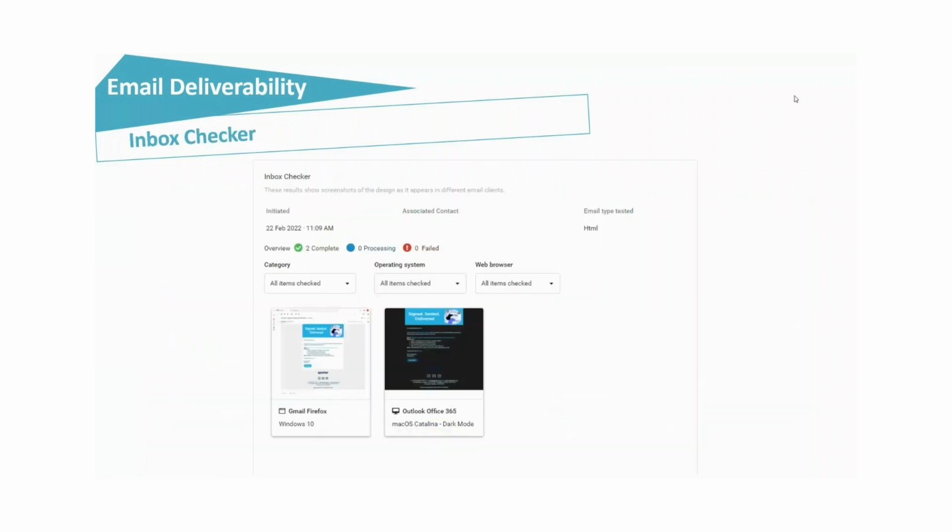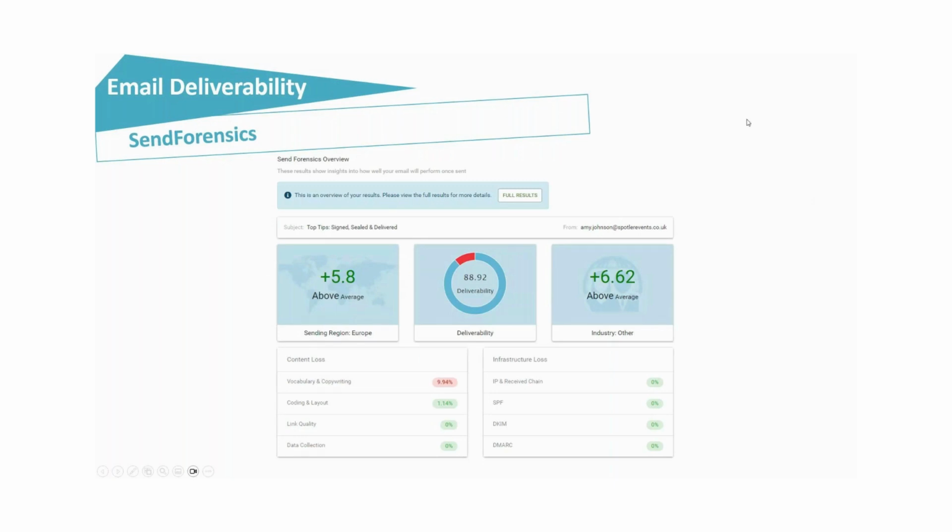ESPs typically have an inbox checker as well, so if you're looking to take hyper care about your email design, working in multiple mobiles and browsers, then use your inbox checker, make sure it looks okay. Send Forensics, this is in the GatorMail product. You can get some information from it, such as content, infrastructure and their own deliverability score for these things.